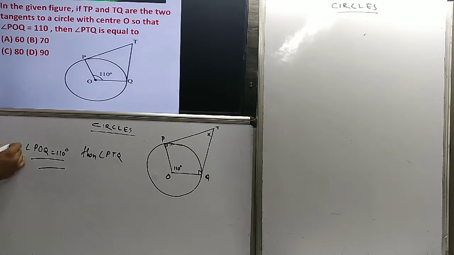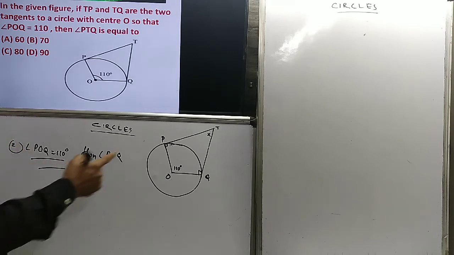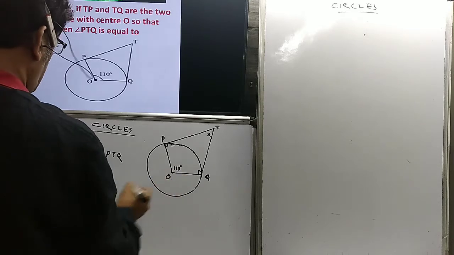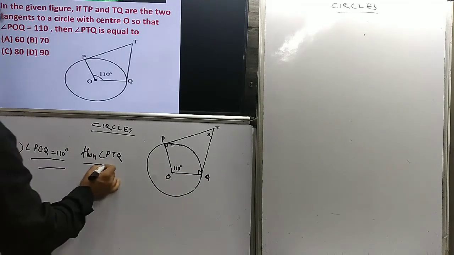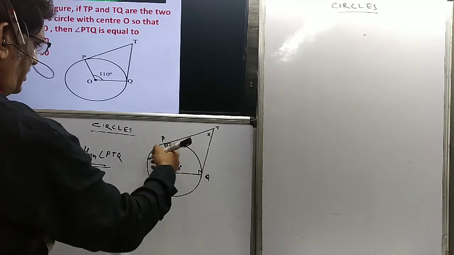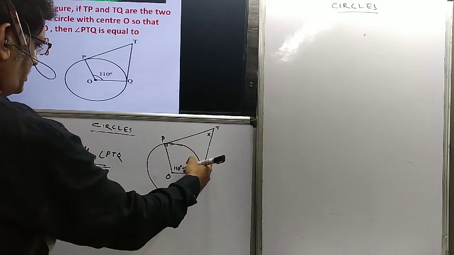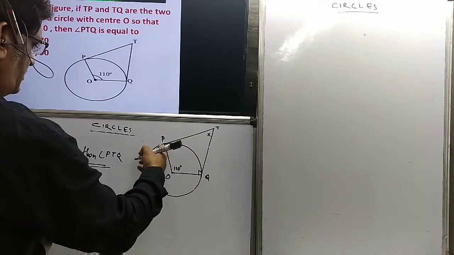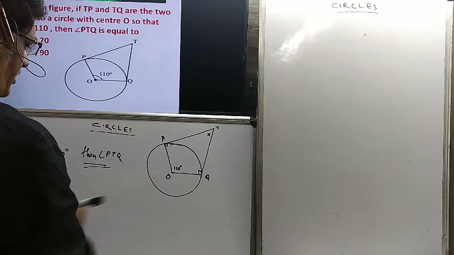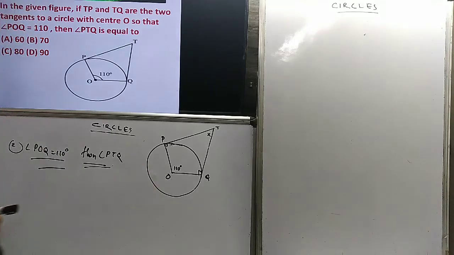What is given in question number 2 is that angle POQ is 110 degrees, where O is the center of the circle, and we have to find angle PTQ, where PT and QT are the tangents with points of contact at P and Q, and this is the center.